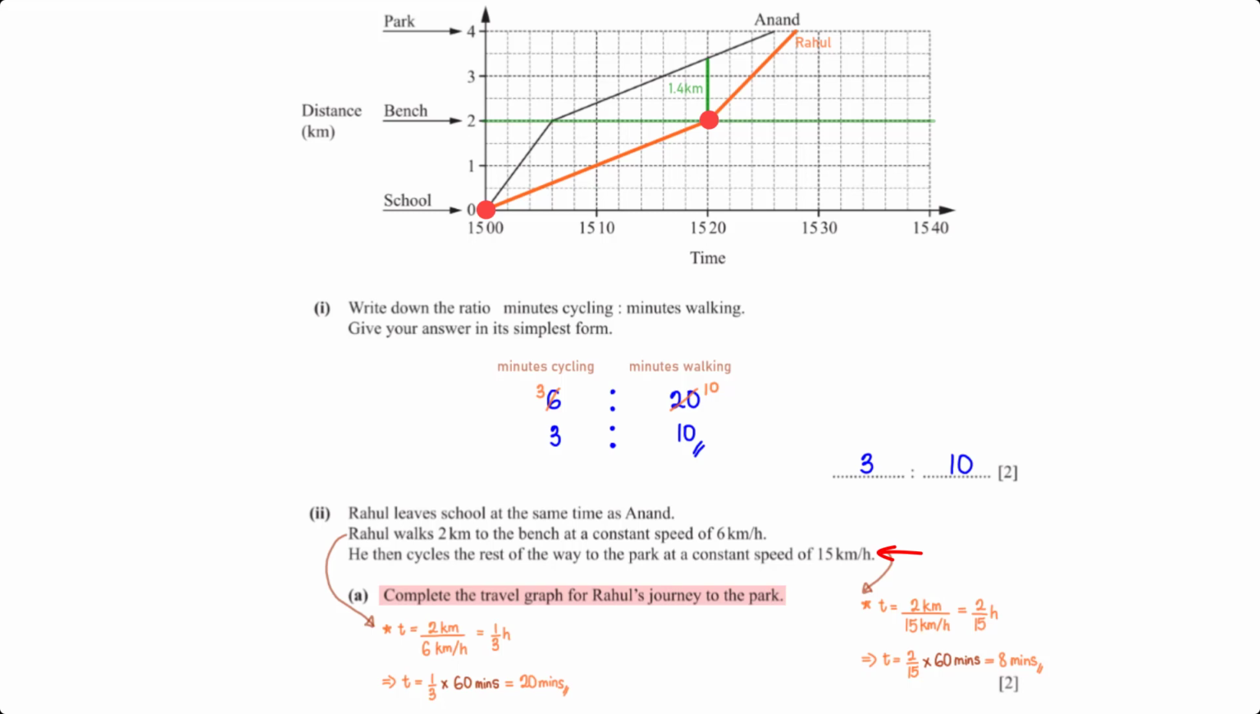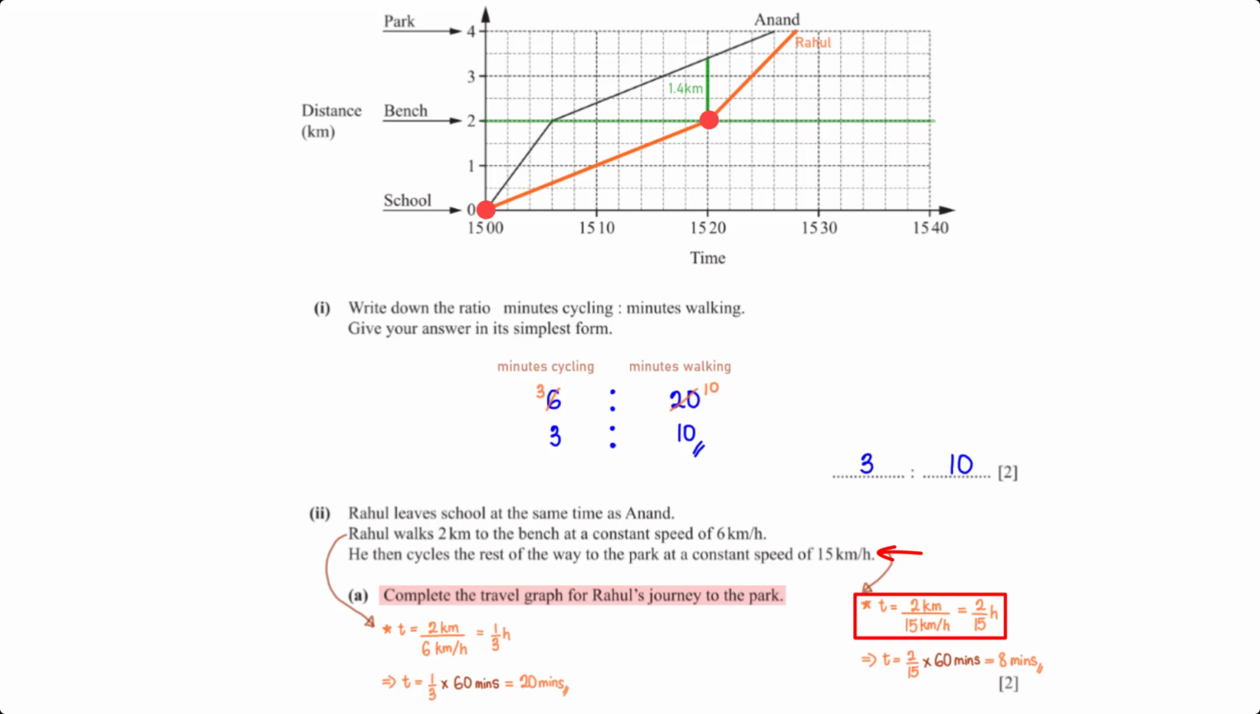Then finally, we are told he then cycles the rest of the way to the park at a constant speed of 15 kilometers per hour. To get the time duration for this journey, we divide the distance he covers from the bench to the park, which is also 2 kilometers, by his speed, which is 15 kilometers per hour. This gives us 2/15 hours.